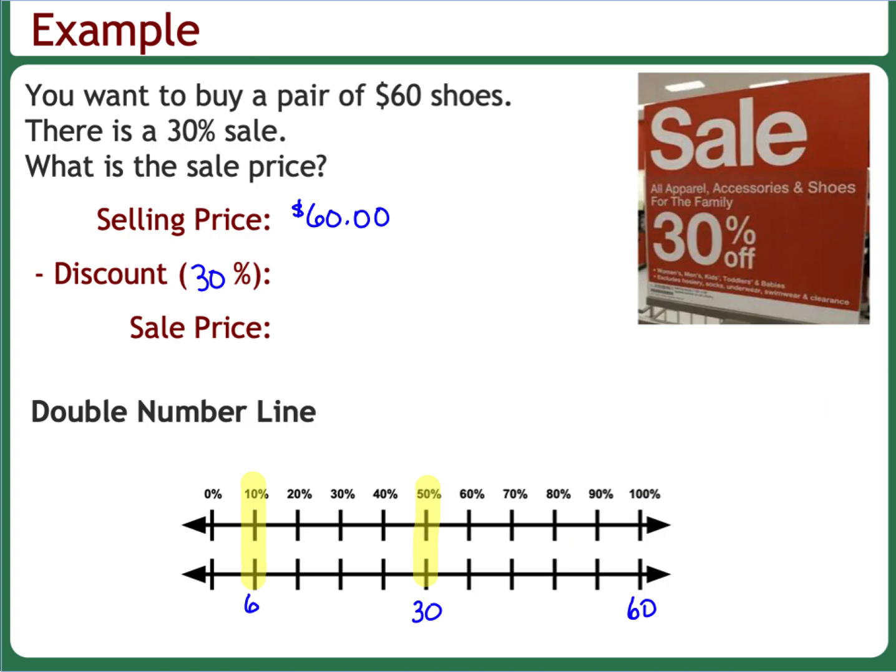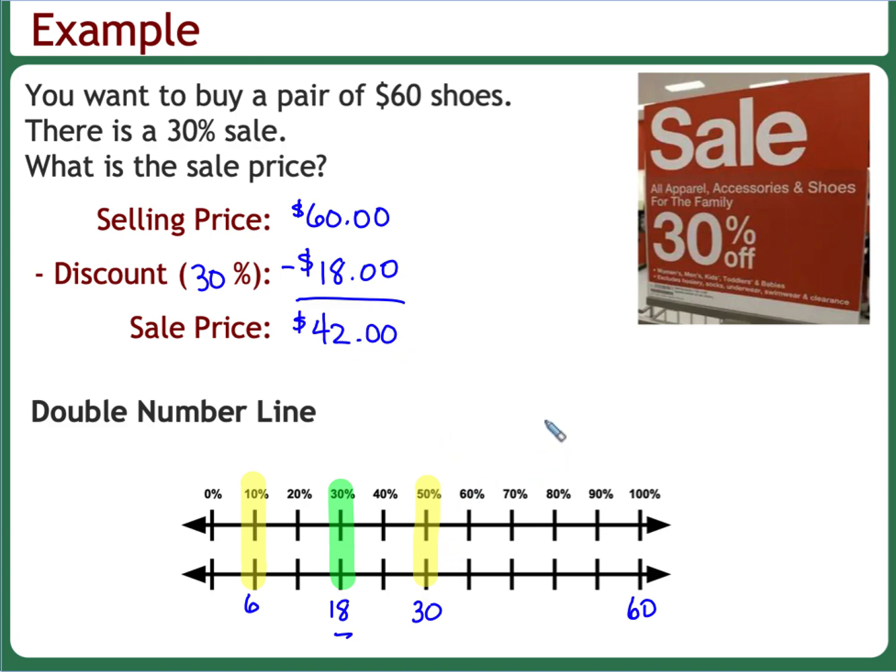All right, so now we need to figure out what 30% is. So you can either just fill in the table or know that 10 times 3 is 30. So 6 times 3 is 18. So notice we got the same discount amount. We're going to subtract $18 and we get a final sale price of $42.